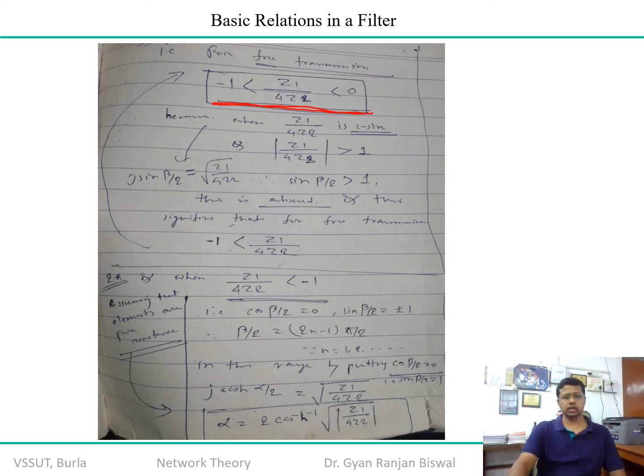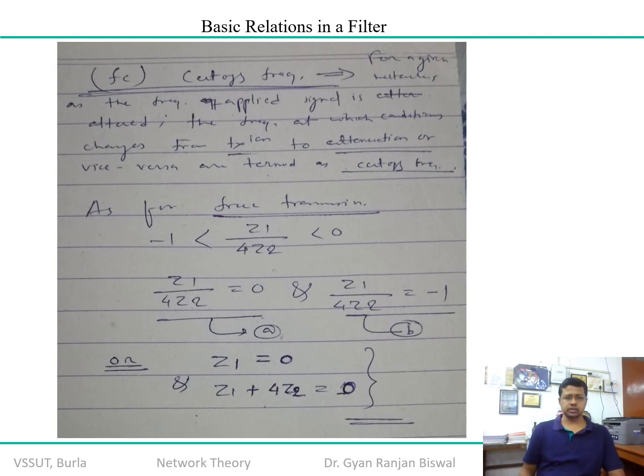Very, very important. So with this, I'm concluding. Cutoff frequency is something I have already discussed. This is just for your information. So from here, I insist that by establishing the relationship between Z1 and Z2, you will be able to find out the free transmission region as far as your filter design is concerned.